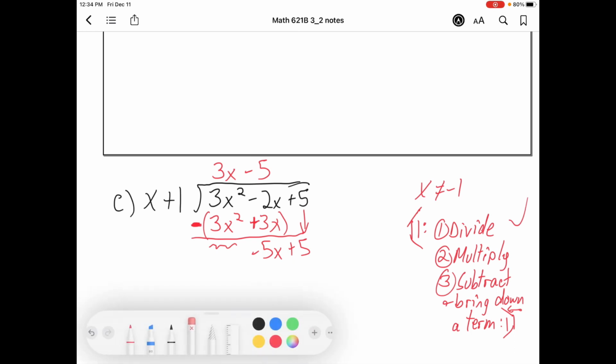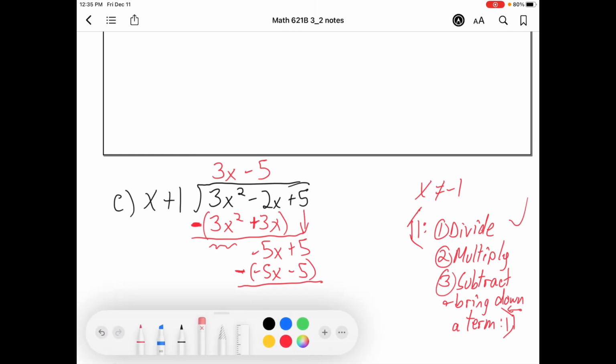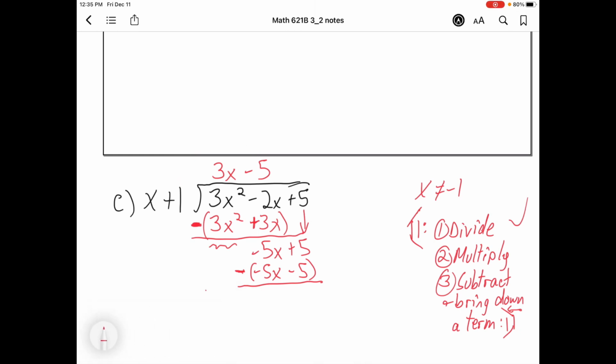And now I'm going to multiply back in. Negative 5 by x plus 1 gives me negative 5x minus 5. Oh, be very careful here. So when we subtract, which will be our last step, I've got negative 5x minus negative 5x. That's going to become nothing. Here, I got 5 minus negative 5. 5 minus negative 5 is positive 10.